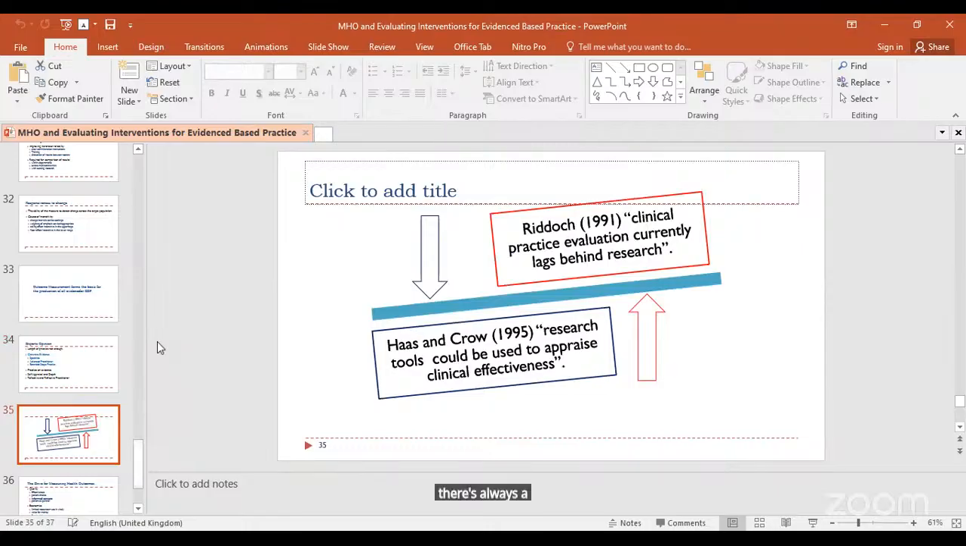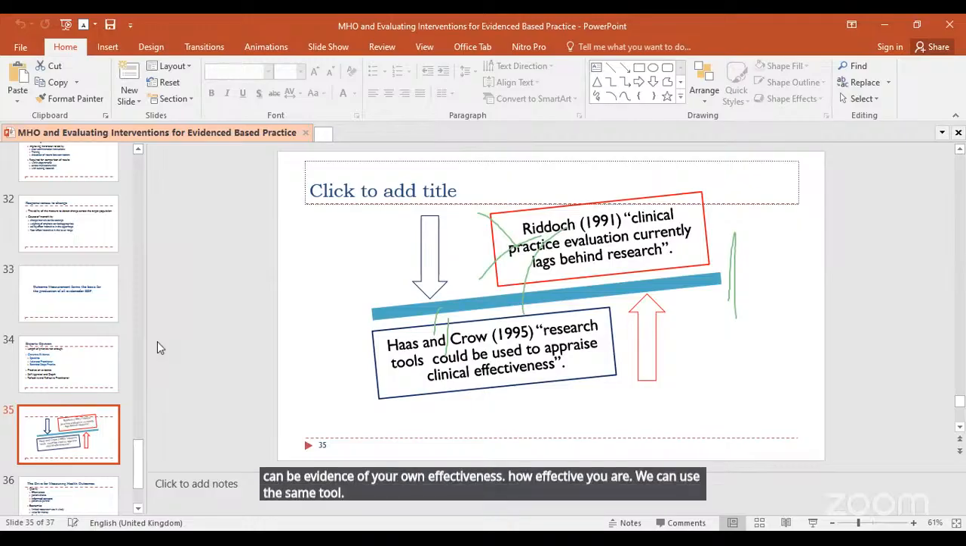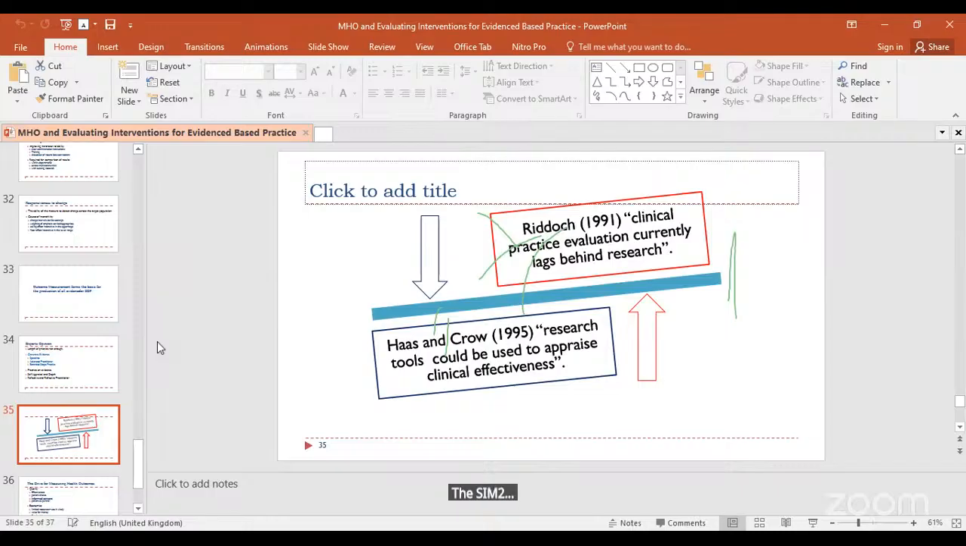There is always a context, again, apart from the context of policies and practice. And when it comes to training, we talk about how clinical practice evaluation lags behind research. So we don't evaluate clinical practice, we evaluate the research. But there are others who argue that research tools can be used to appraise clinical effectiveness. So the tool itself can be evidence of your own effectiveness. How effective you are, we can use the same tool that we have used to measure to gauge your effectiveness.